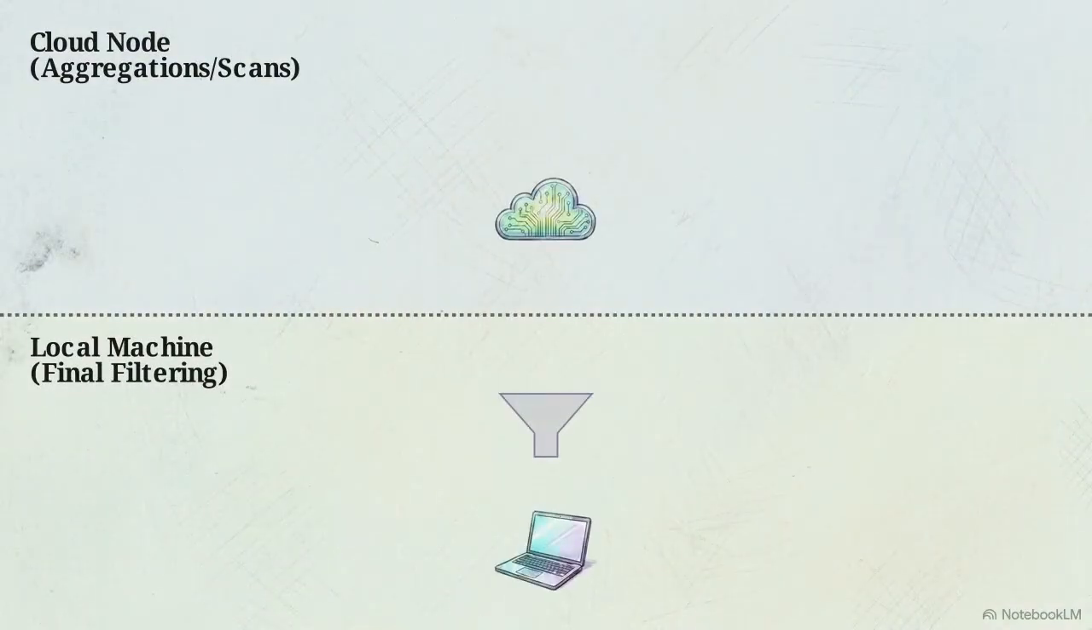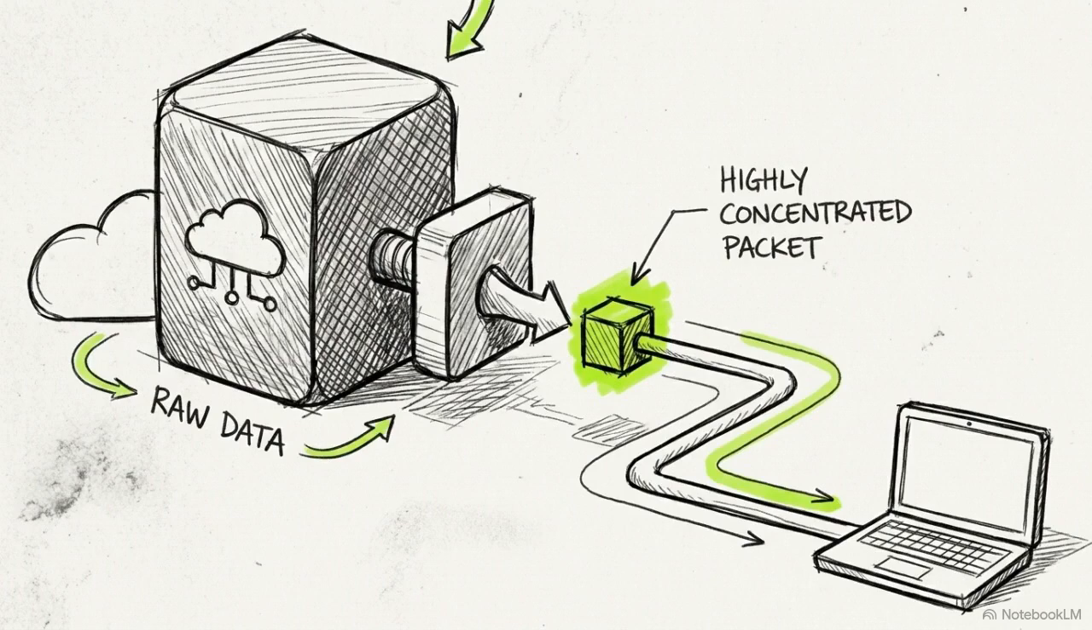MotherDuck's hybrid query execution intelligently splits the SQL query plan. Massive table scans and aggregations are assigned to a blue cloud node, compressing raw data into a tiny result set, which streams down to the green local machine for final filtering. By only moving the compressed results back over the network, the local machine receives exactly what it needs to perform the final lightweight filtering instantly.